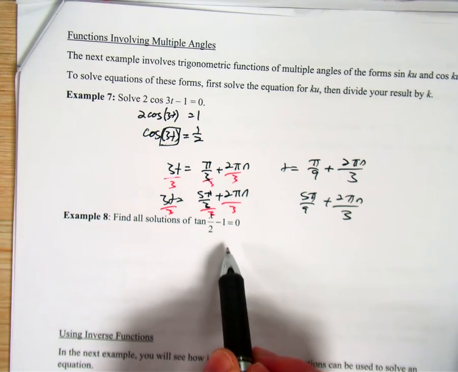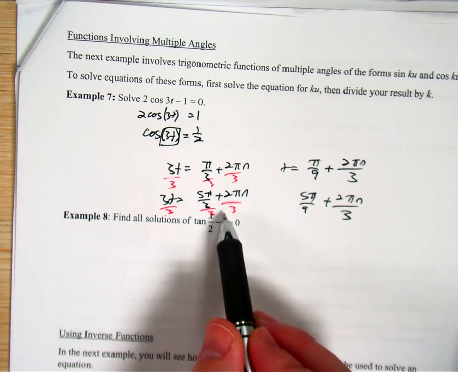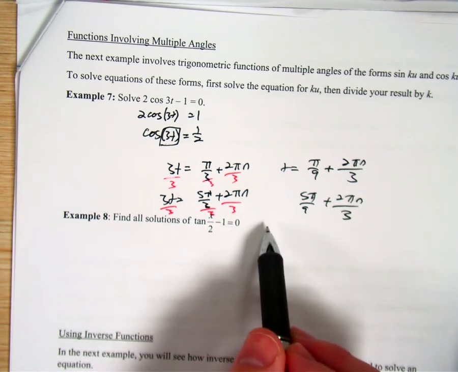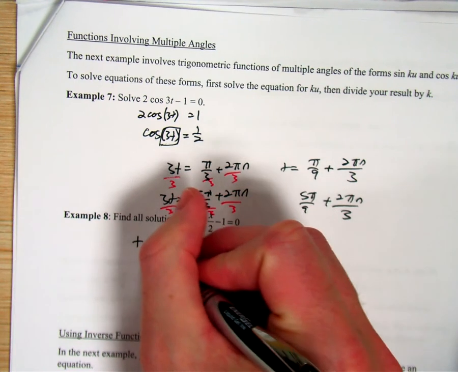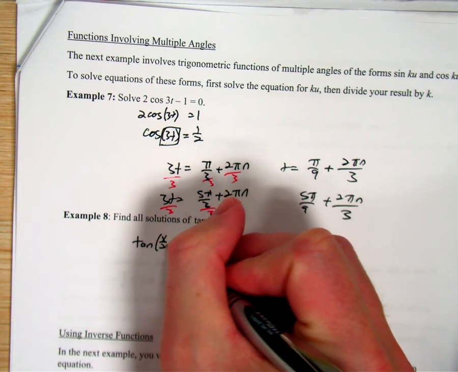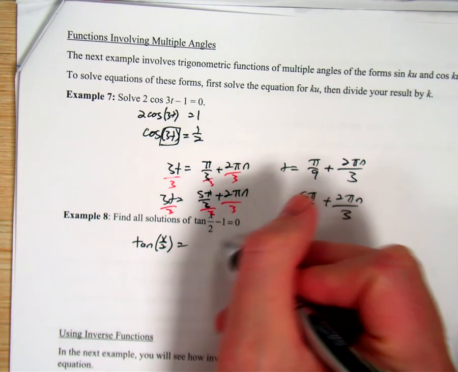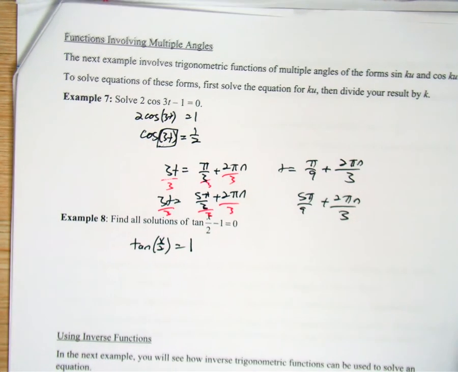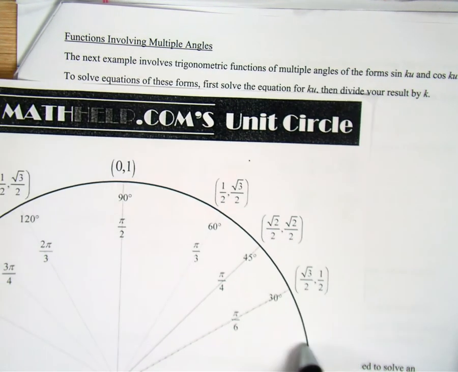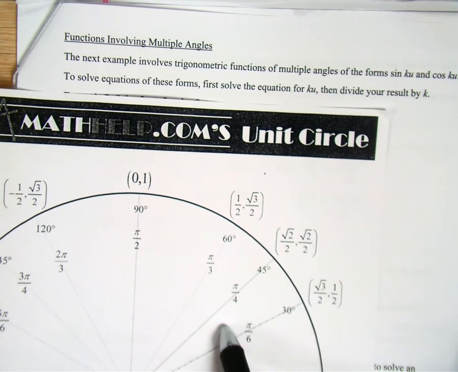Find all solutions of tangent of x over 2 minus 1 equals 0. So we got tangent of x over 2 equals, add that over, 1. Okay, tangents can be tricky, but they made it a nice one. Where does tangent equal 1? For tangent to equal 1, sine and cosine have to be the exact same thing. And that's going to be the 45s or the pi over 4s.